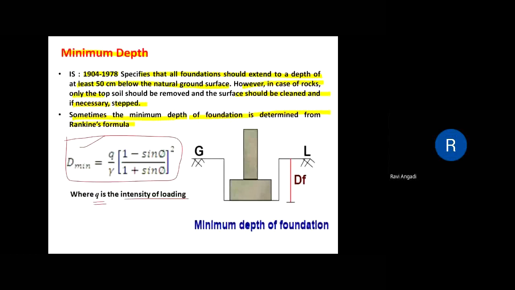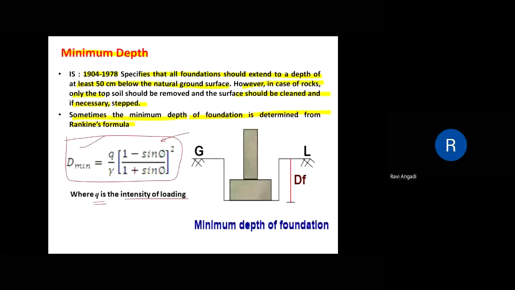Look at this one. This is the ground level and this is the depth of the foundation, the minimum depth of the foundation. So remember this formula, we use this formula to calculate the minimum depth. That is the shallow depth calculation. This formula is to be used to calculate the depth of the foundation. This is called Rankine's formula to calculate the depth of the foundation.